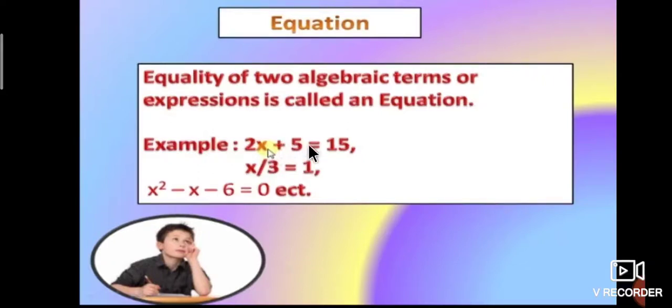Example: 2x plus 5 is equal to 15 is one equation, x by 3 is equal to 1 is another equation, and x square minus x minus 6 is equal to 0. These are all examples of equations. Because 2x plus 5 is equal to 15 is the equality of two terms: 2x plus 5 is one term and 15 is another term. Similarly, x by 3 is equal to 1, and x square minus x minus 6 is equal to 0 are other examples.